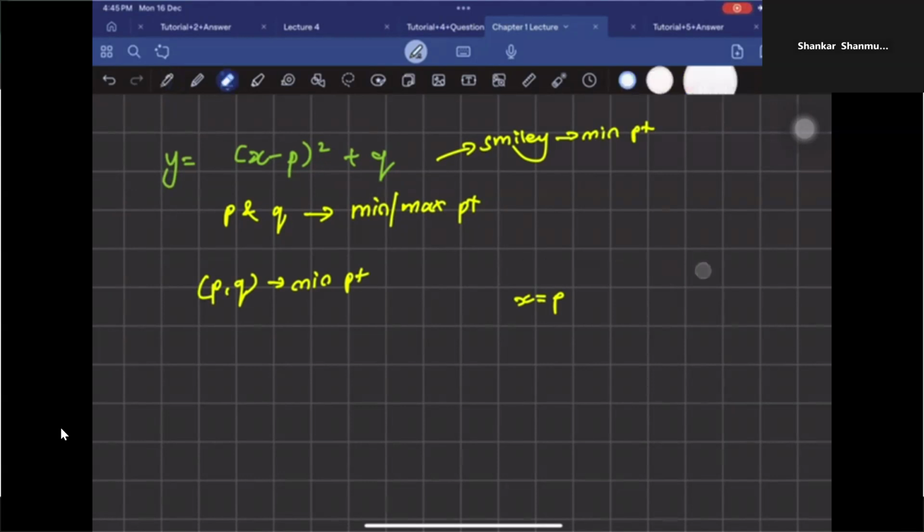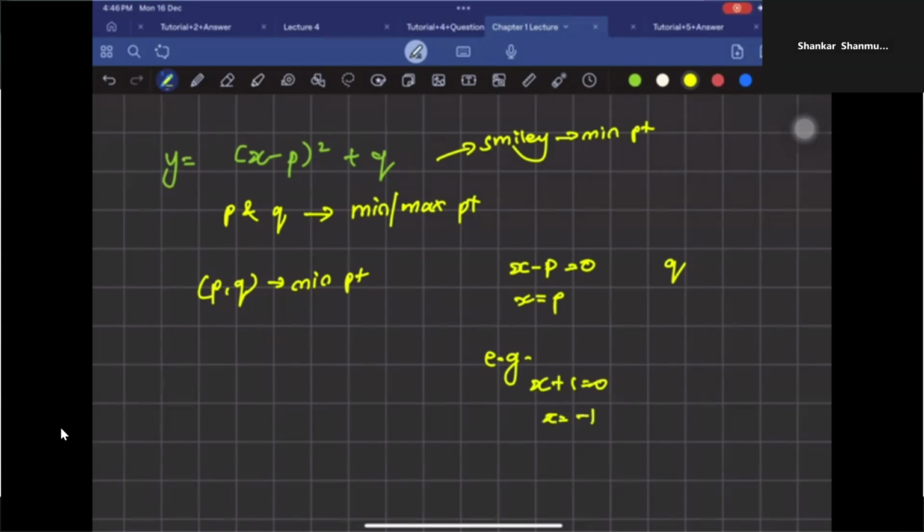Remember, if let's say P happens to be a negative number, so if I get x plus 1 equals to 0, then your minimum point happens when x is equals to minus 1. And then similarly, if your q is a negative number, so let's say if q is equals to minus 3, then your minimum point is just minus 1 comma minus 3. So this equation basically looks like x plus 1 square minus 3. Okay? So this is the minimum point for this graph.